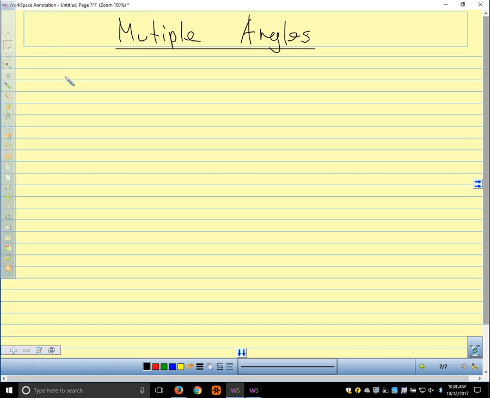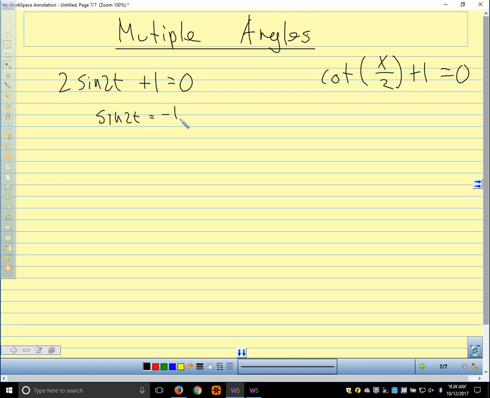So we might see a problem that looks like this. So here we have a 2t, or we might see something like cotangent of x over 2 plus 1 equals 0. We could have our angles multiplied by something other than 2 or divided by something other than 2, but the method's the same. So we're going to go through the same steps. We're going to get our trig function by itself. So I'm going to say sine of 2t equals negative 1/2.